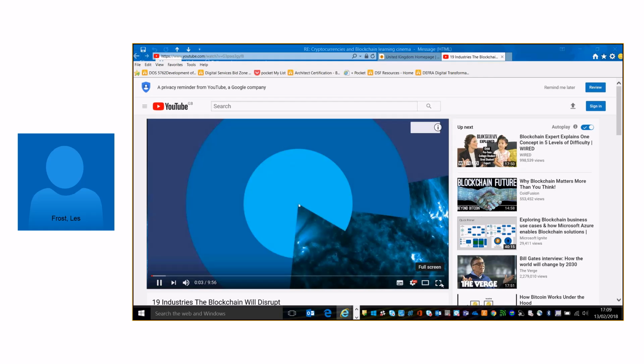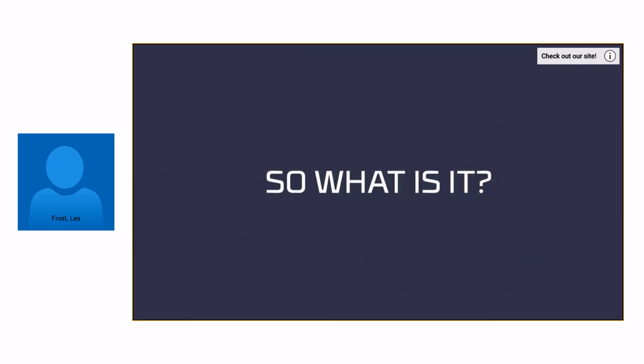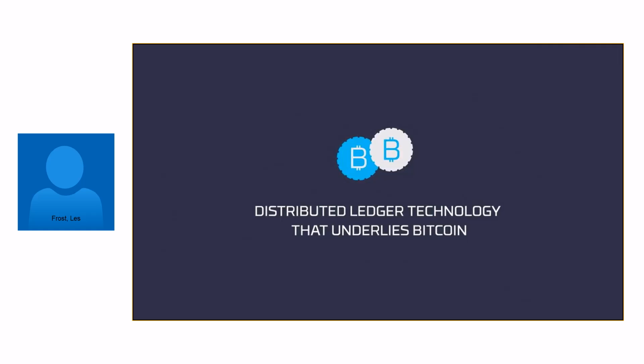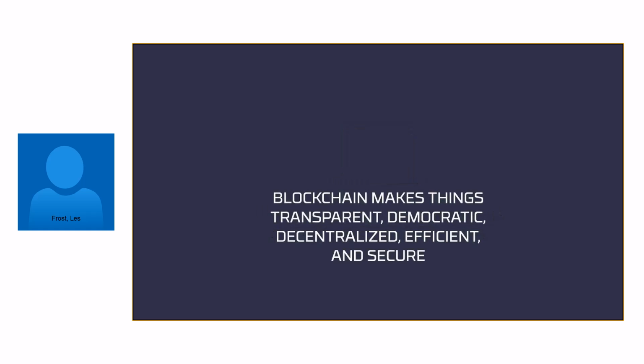The blockchain is one of the most promising new technologies for the future. So what is it? It's a distributed ledger technology that underlies cryptocurrencies like Bitcoin and provides a way to record and transfer data that is transparent, safe, auditable, and resistant to outages. The blockchain has the ability to make the organizations that use it transparent, democratic, decentralized, efficient, and secure.